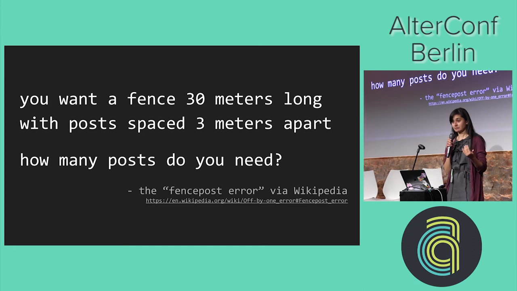If you thought 10, because 30 divided by 3 is 10, you are in really good company. That's what I thought when I first read this. But I was forgetting that each 3 meter section needs one post on either side, so the last one needs an extra one, so 11. Off by one errors. They happen all the time. My code's full of them. Don't tell my boss.